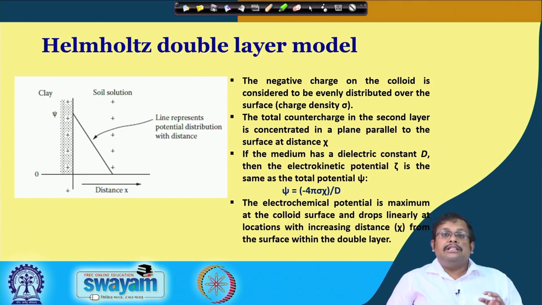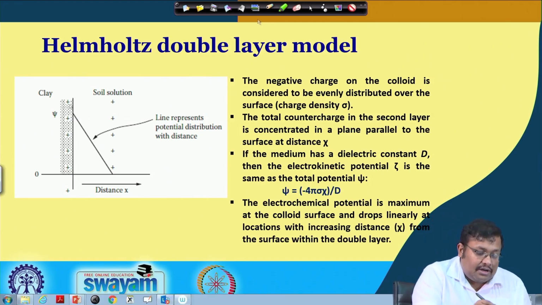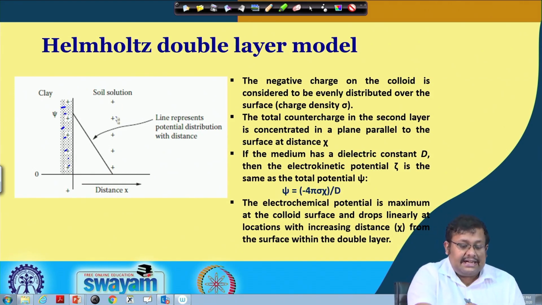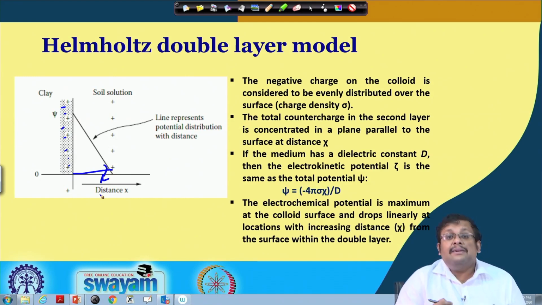Now, the total counter charge in the second layer is concentrated in a plane parallel to the surface at a distance x. So, here you can see all the negative charge is equally distributed on the surface with the charge density of sigma, and the total counter charge in the second layer is concentrated parallel at a distance x. If the medium has a dielectric constant of d, then the electrokinetic potential zeta is the same as the total potential psi. So, basically it can be represented by this equation.